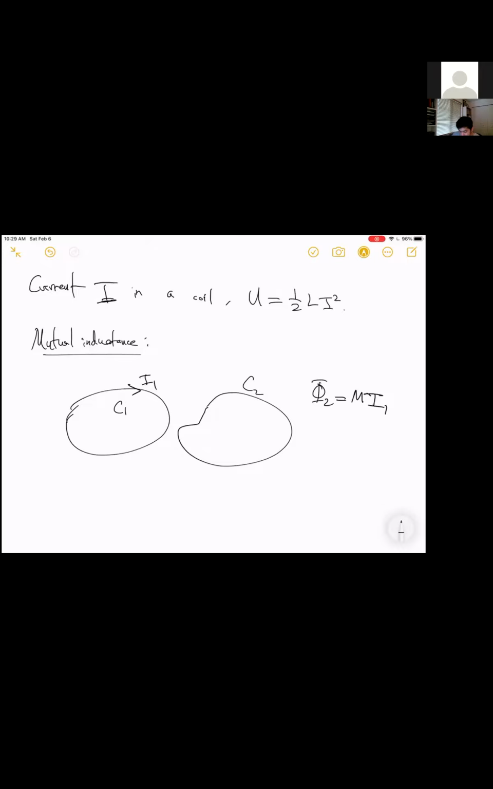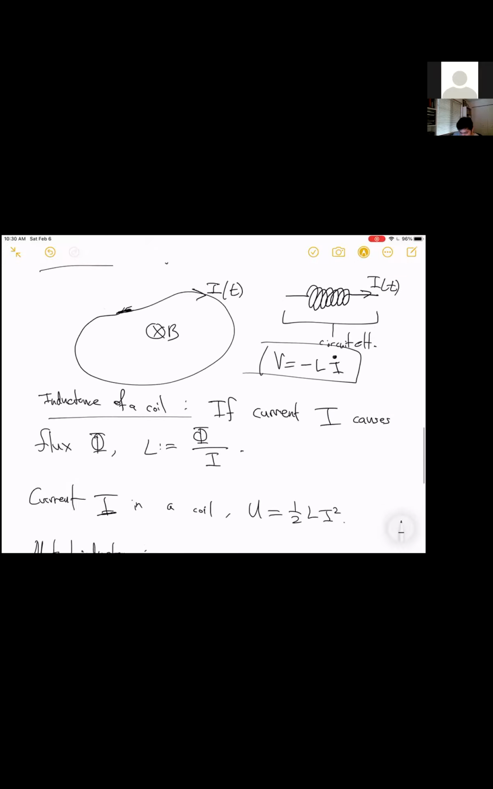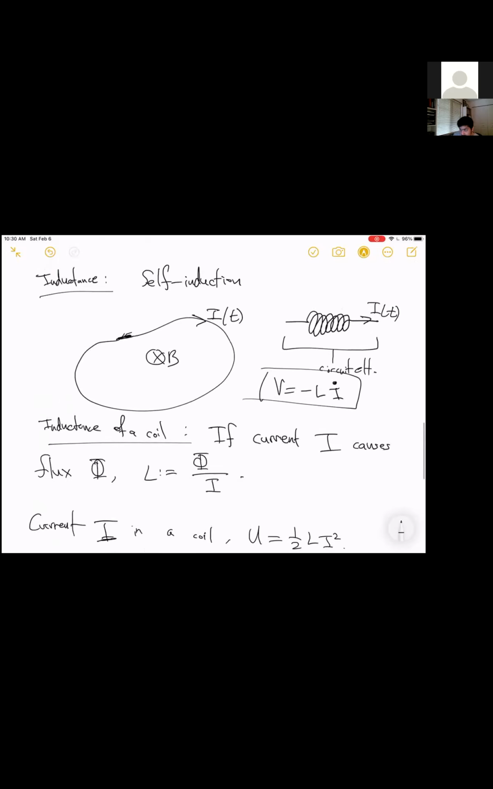Okay, any questions about inductance, mutual inductance, energy stored, any of that? This is a pretty important concept, so let me know if there are any questions. I'll just wait for a couple of minutes.